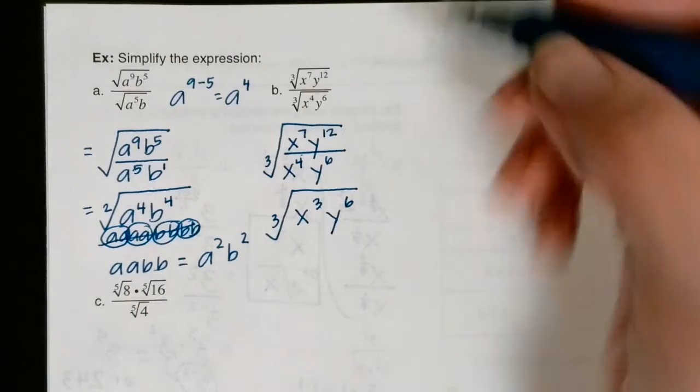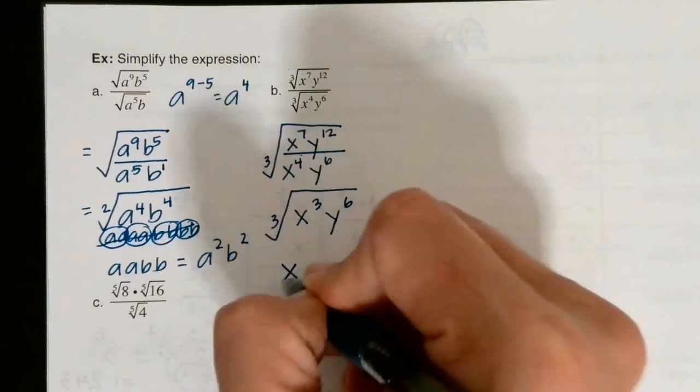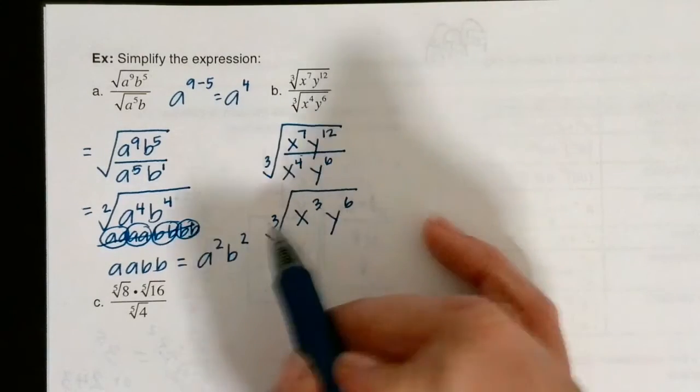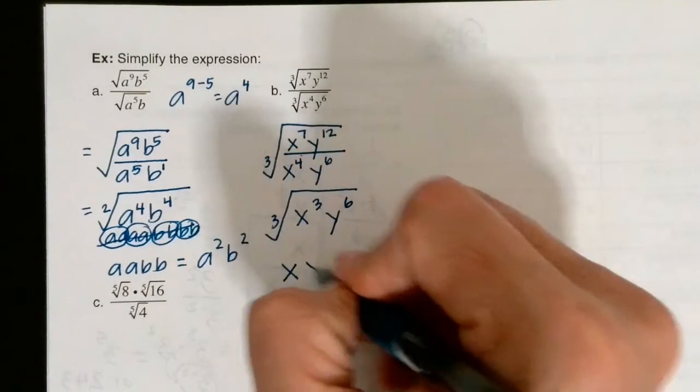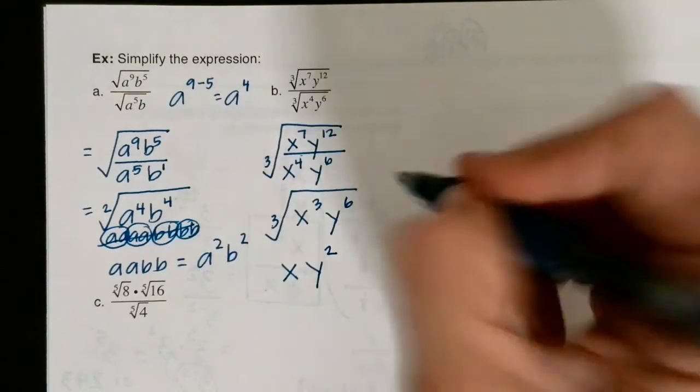Alright, so now I need 3 of a kind. How many times does 3 go into 3? 1 time, so I have 1x on the outside. How many times does 3 go into 6? It goes in evenly, so I have 2 y's on the outside.